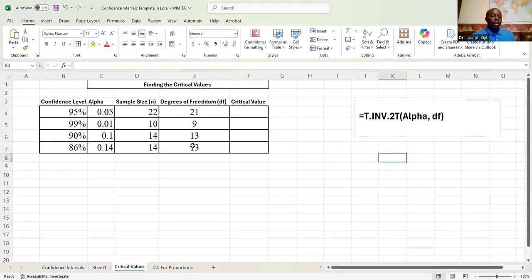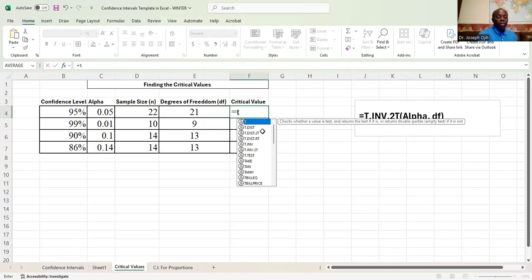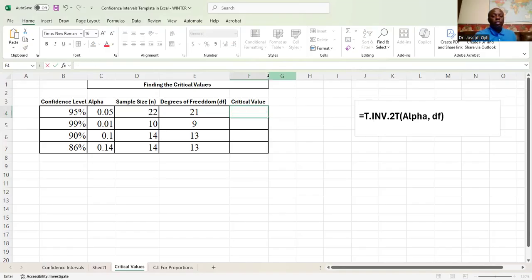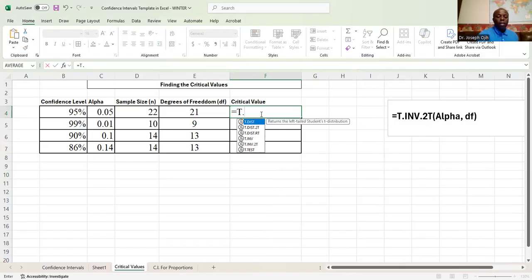Okay? Let's do it for this one, and then you can get all of them. So you got equals T dot inverse dot 2T. Oh, hold on. Let me extend that section. It's too short. I mean, that space. Okay, that's better now. Equals T dot inverse dot 2T.